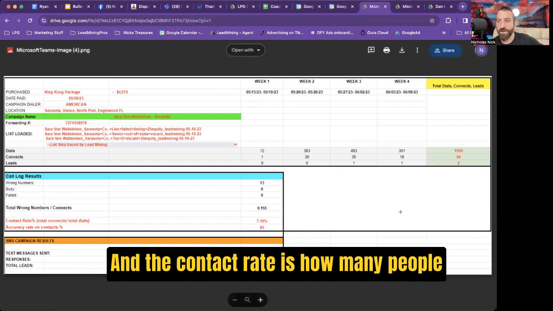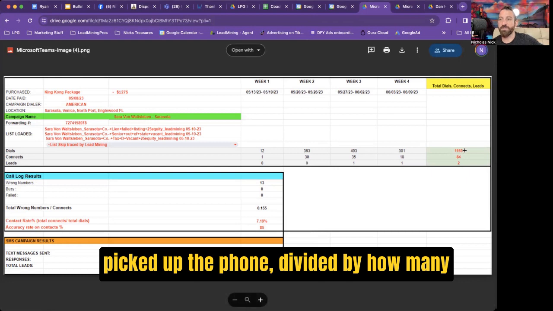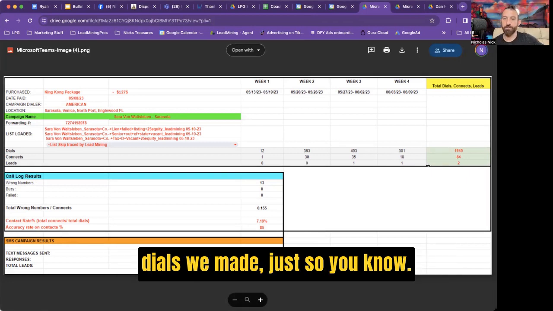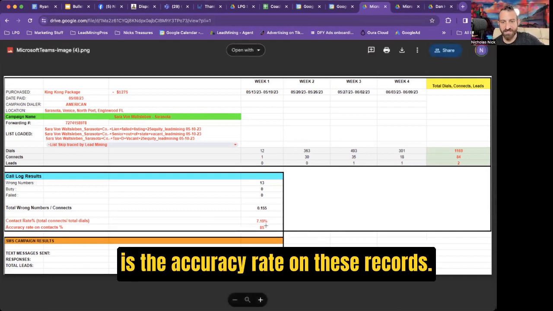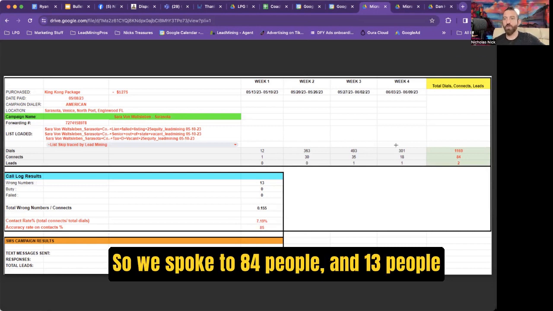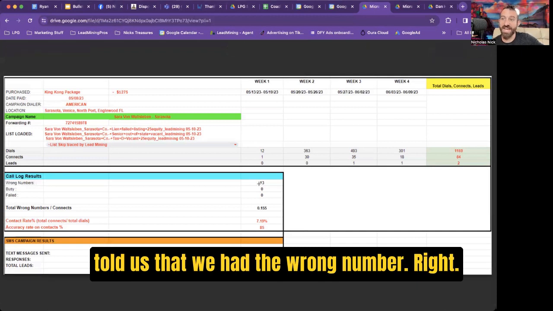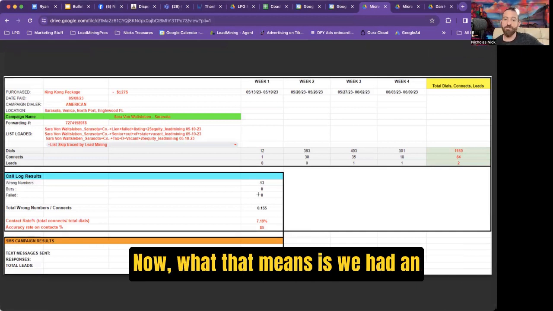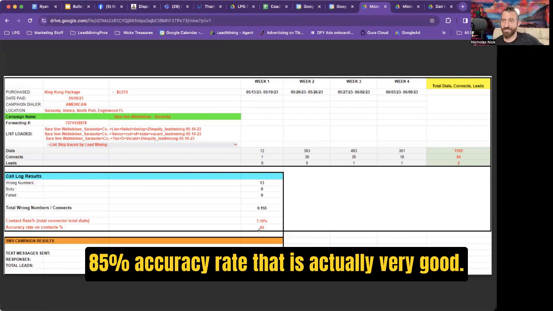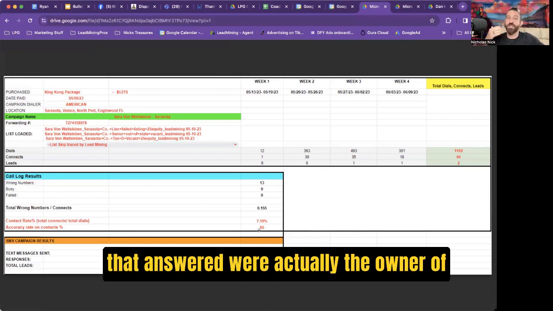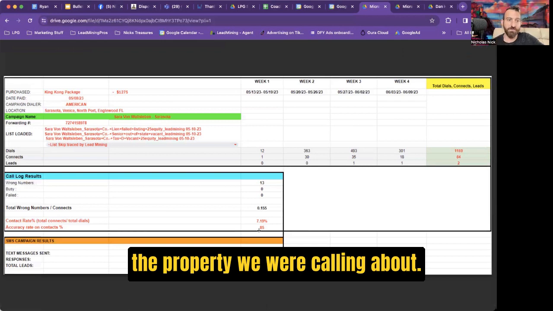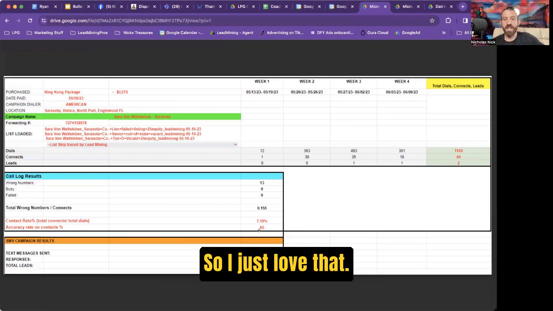And the contact rate is how many people picked up the phone divided by how many dials we made, just so you know. All right. So the next important KPI is the accuracy rate on these records. We spoke to 84 people and 13 people told us that we had the wrong number. What that means is we had an 85% accuracy rate. That is actually very good, which means that 85% of the people that answered were actually the owner of the property we were calling about. So I just love that.